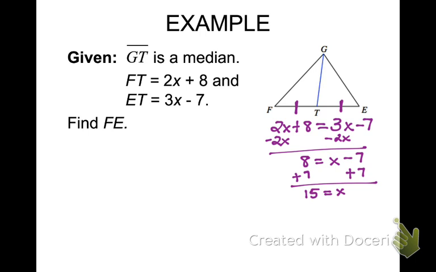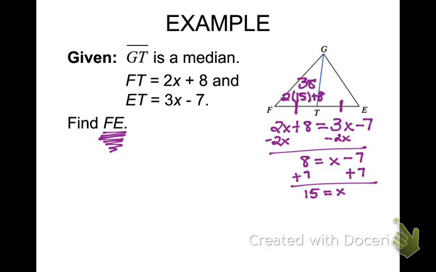I'm not done, because what's it asking us to find? FE. Well, we've got to plug in the x, not just add 15. I've got to plug in x for 15. So let's figure out what FT is. So 2 times 15 is 30, plus 8 is 38.